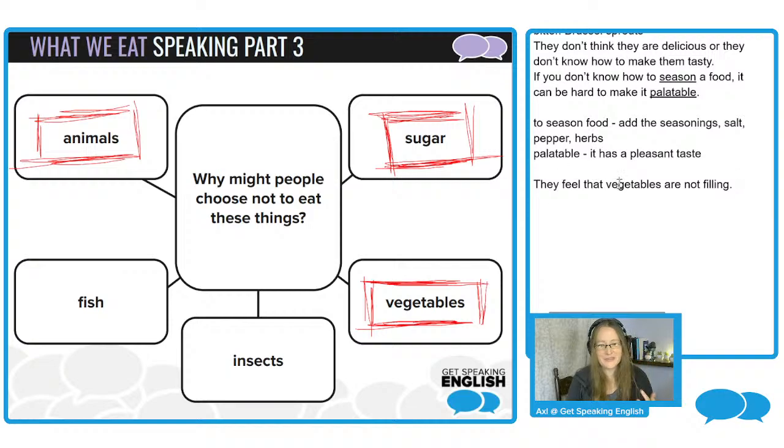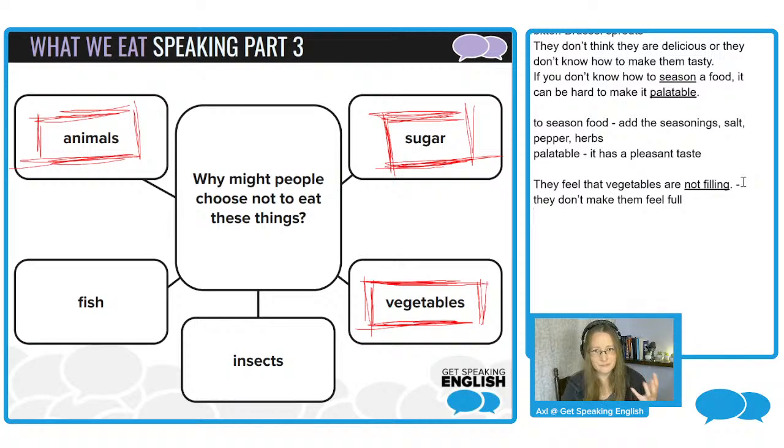So they feel that vegetables are not filling. Exactly. It doesn't make them feel full. Definitely. Yeah, that's a really good, valid reason. I was thinking of one more reason too.